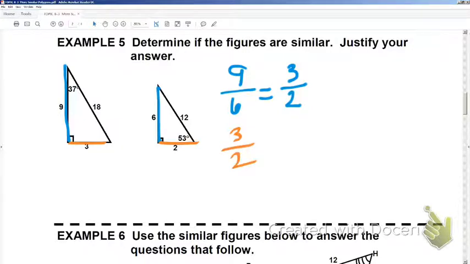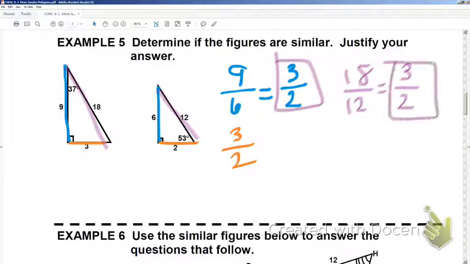If I look at the last pair of sides, 18 and 12, those are both divisible by 6. 18 divided by 6 is 3. 12 divided by 6 is 2. All of these sides are proportional, so yes, they're similar for that part, but I still need to check the angles. So I know that we have a right angle and we have an angle of 37 degrees.